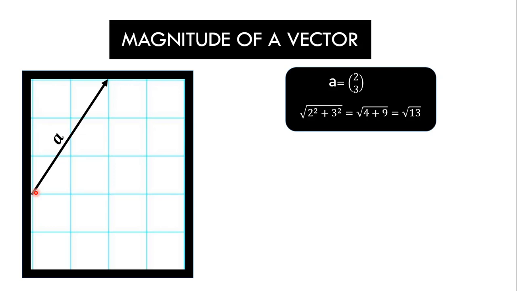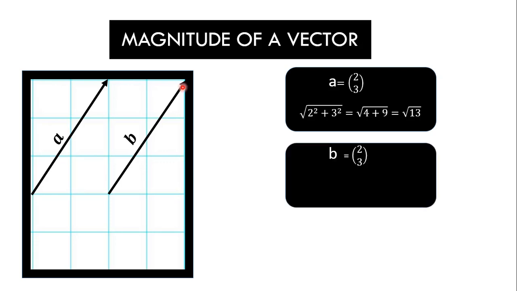So 2 square is 4, 3 square is 9. So the magnitude of the vector A is going to be root 13. Let's consider one more example, which is going to be B. If you look at it, how much is it moving in the x direction? 1, 2. How much in the y direction? 1, 2, 3. So the magnitude of B is also equal to the magnitude of A. That is going to be 13 under the root.